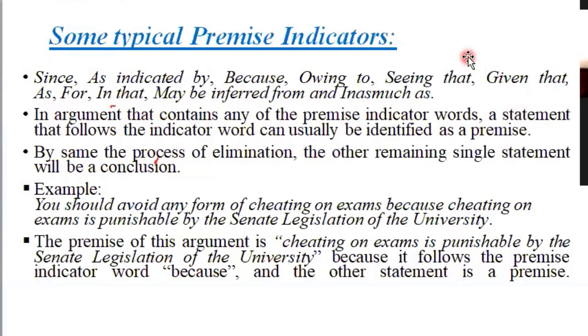It's very easy if we are able to identify one part of the argument, because we can say the remaining part is the conclusion. But don't forget that the part must be a statement and there must be logical relevance to the premise. Let us look at an example here. You should avoid any form of cheating on exams, because cheating on the exam is punishable by the Senate legislation of the university. Here is the example.